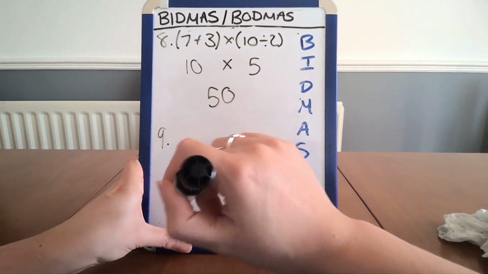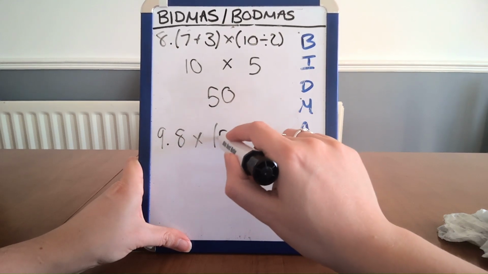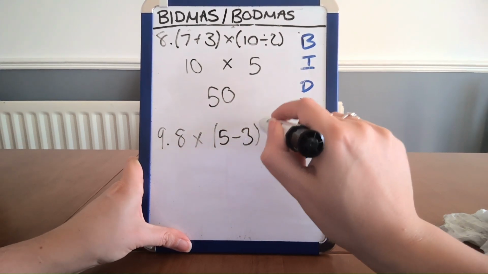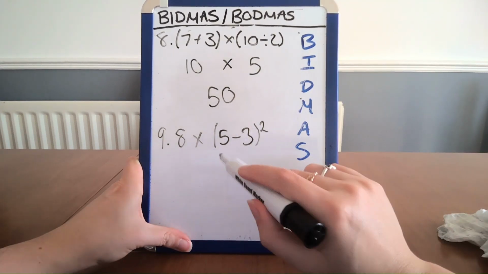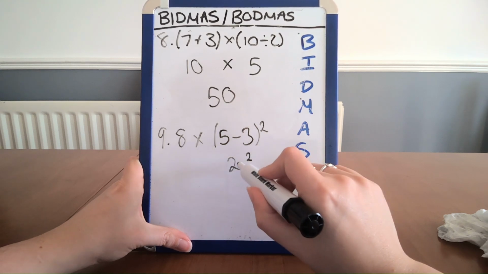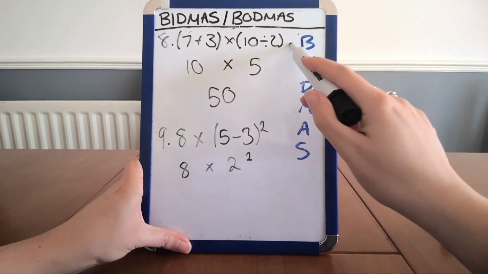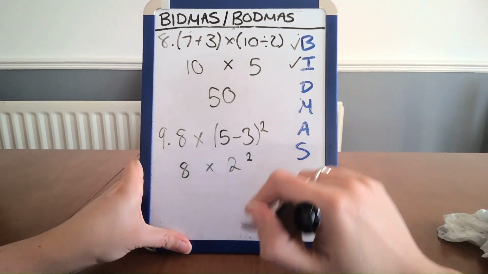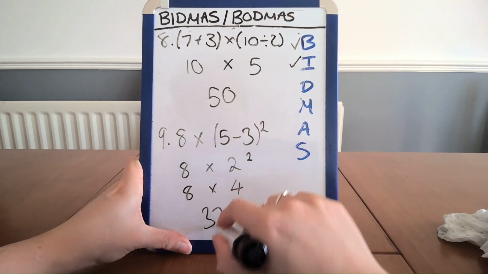Moving on to question 9, it's 8 times 5 take away 3 with our indices there. There are brackets, so we deal with those first. 5 take away 3 is 2, and our indice is added onto this 2. Done our brackets, move on to our indices. 2 times 2 is 4. 8 times 4 is 32.